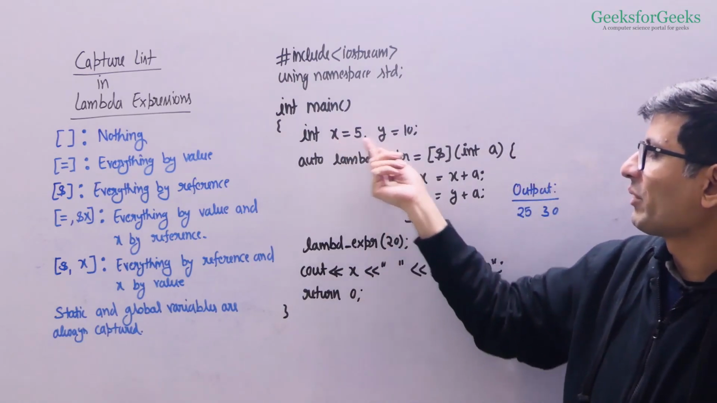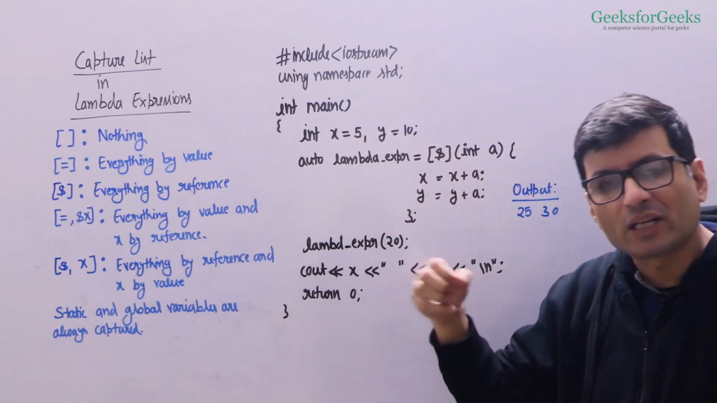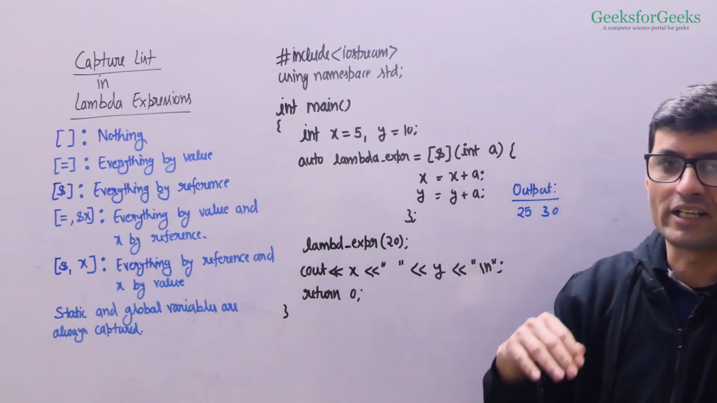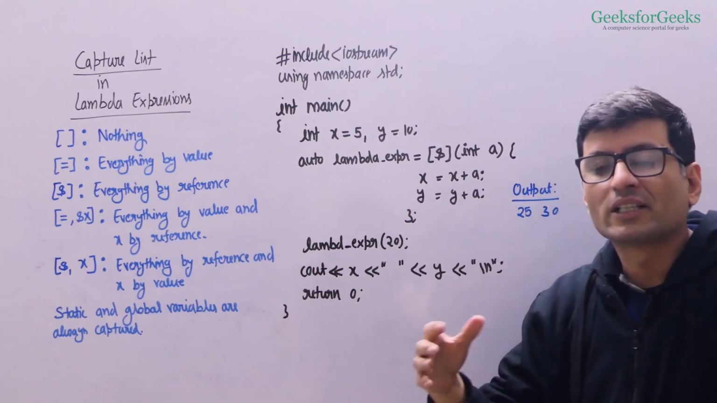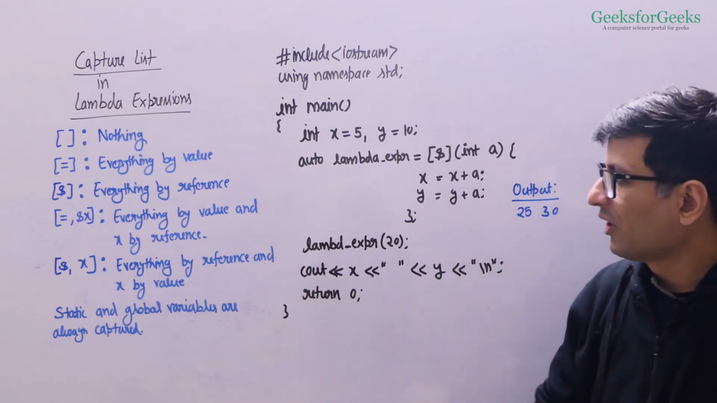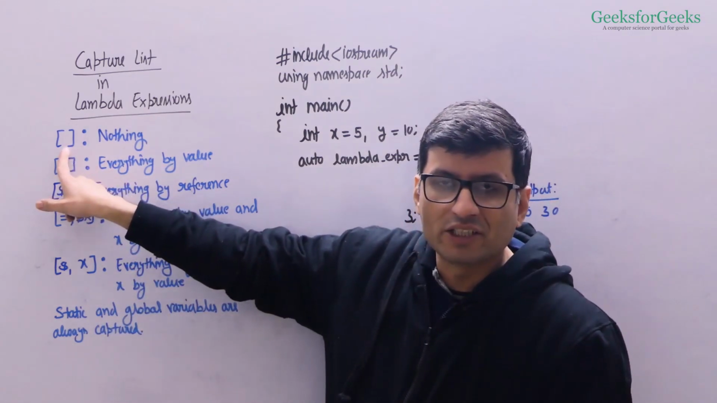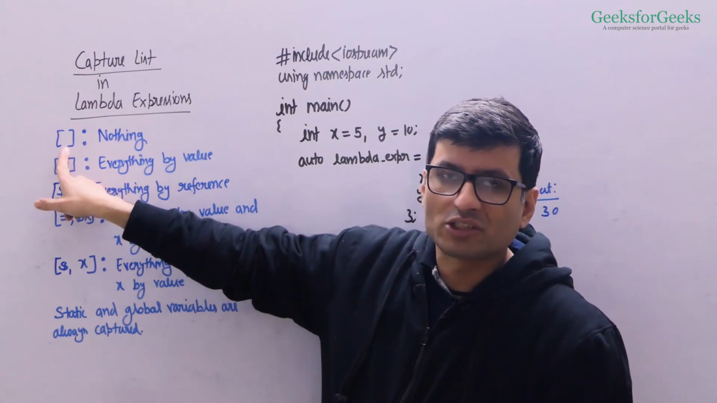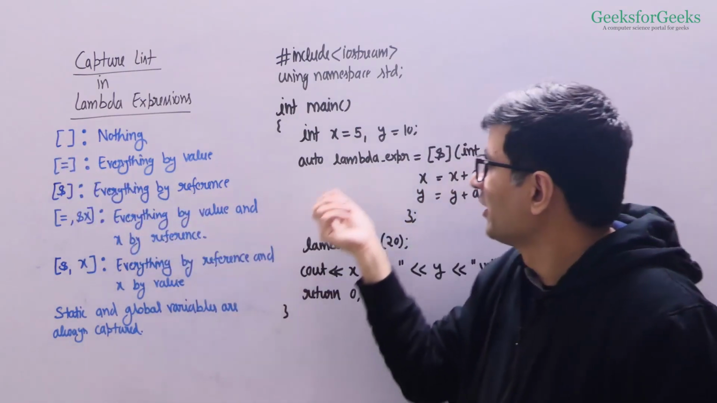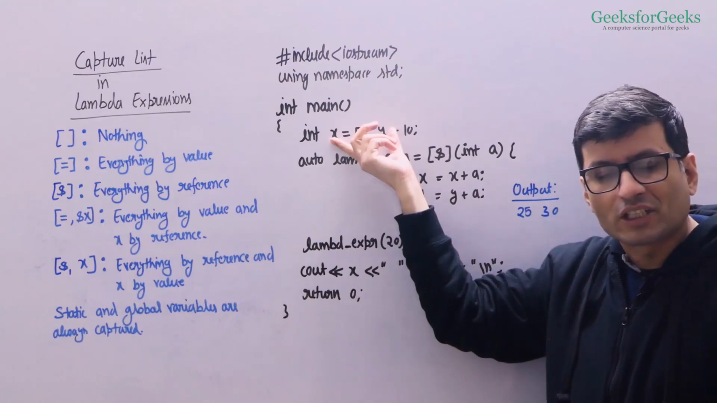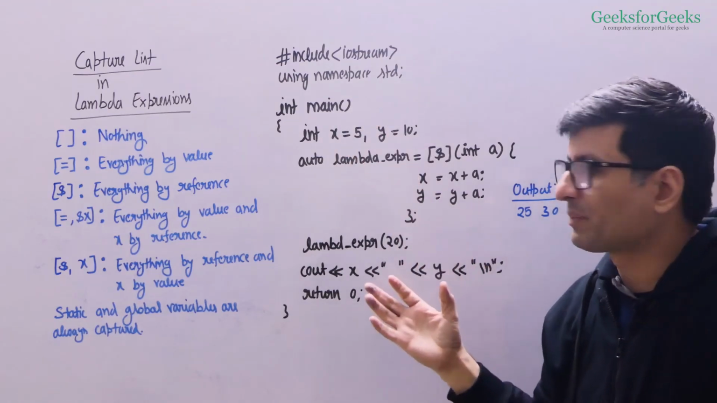Like I can provide x and y. By default, they'll be captured by value, and if I write ampersand x and ampersand y, then they'll be captured by reference. And there are more syntaxes. If I do not write anything in the capture list, in the square brackets, then nothing is captured. No variable of the enclosing environment is captured inside the Lambda expression.